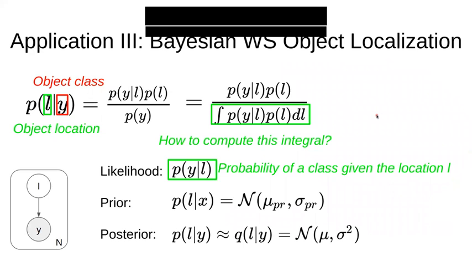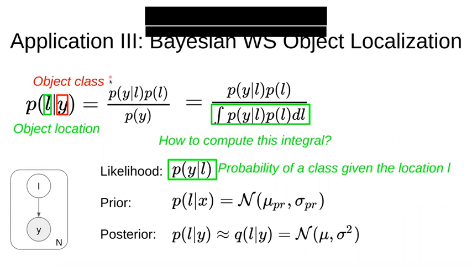Very quickly, I will present the Bayesian formulation, but I won't go into too much detail, but feel free to ask questions. So the idea is that we want to estimate the object location, P of L, the probability of the object location, given Y, which is the object class. And as you can see here at the bottom, the observable variable is Y, the object class, and the location is what we want to estimate.